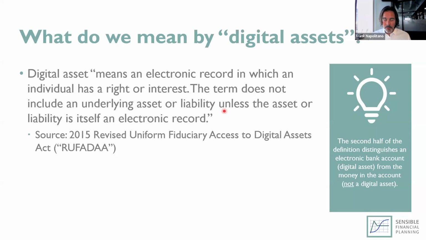What are they trying to accomplish with this definition? They're trying to distinguish between the digital asset, which is, let's say, the login information to your electronic bank account, your Bank of America, it's your username and password. That is the record in which you have an interest or a right. Trying to distinguish that digital asset from the money in the account, right? And so this excludes the traditional assets or types of tangible property, which is covered by, let's say, traditional property law, right?